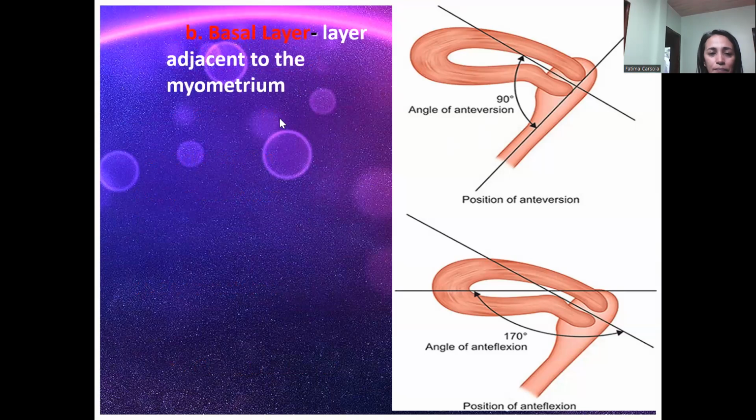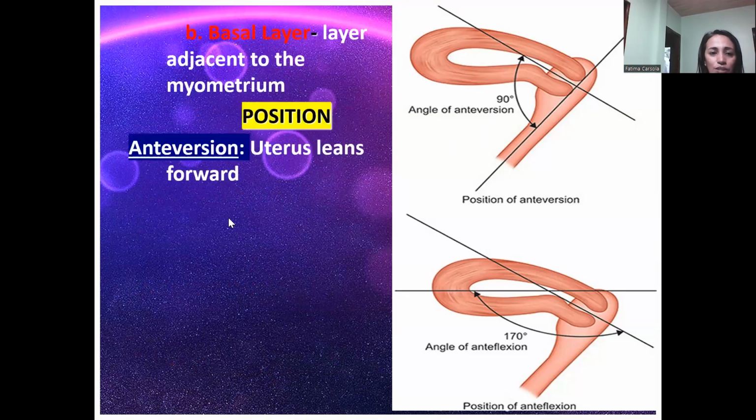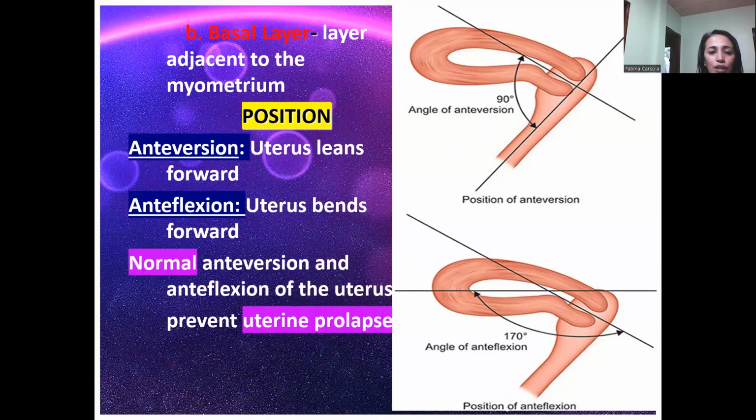So we have here the position of the uterus, anteversion when the uterus leans forward, anteflexion when the uterus bends forward. So there should be a normal anteversion and anteflexion so that we could be preventing uterine prolapse. It is not true that you could ask the help of other person para hilutin ka. Hindi pwede po yun. Okay? That is not allowed by science.